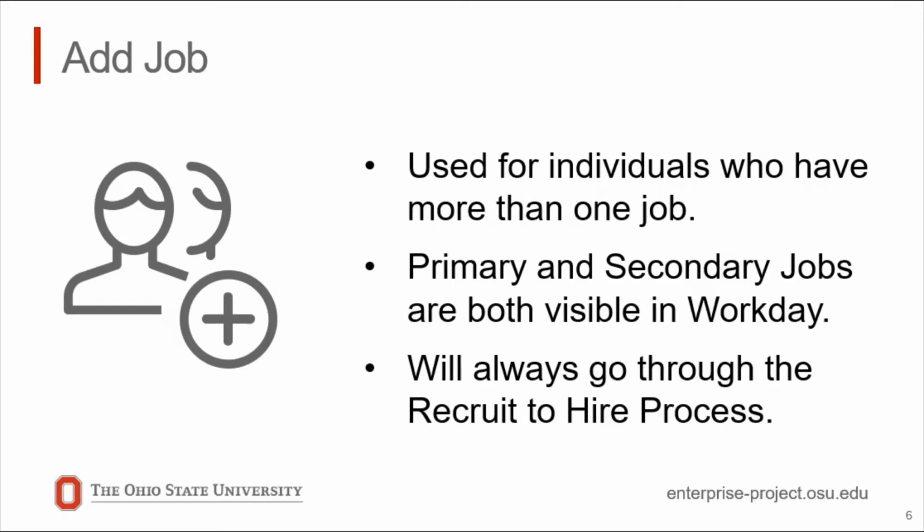When an additional job is added to the employee, there will be an opportunity to distinguish which job is the primary and which is the secondary. This will be extremely important. This decision drives certain items such as payroll and benefits. If this is incorrect, the individual and their manager will need to work with HR Connection to fix the problem.